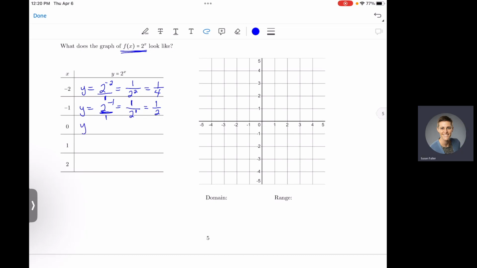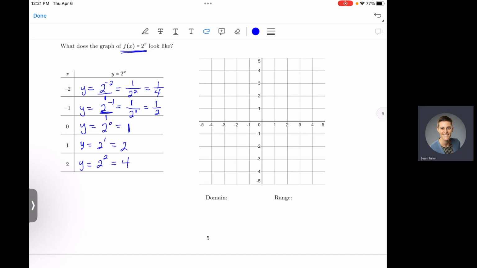When x is 0, y is going to be 2 to the 0 power. Recall anything to the 0 power is 1. There's an exponent rules video that I have already posted that will walk you through why anything to the 0 power is 1. But for now, just know anything to the 0 power is 1. And what if x is 1? Then y is 2 to the first power, which is 2. And if x is 2, then y is 2 to the second power, which is 4.